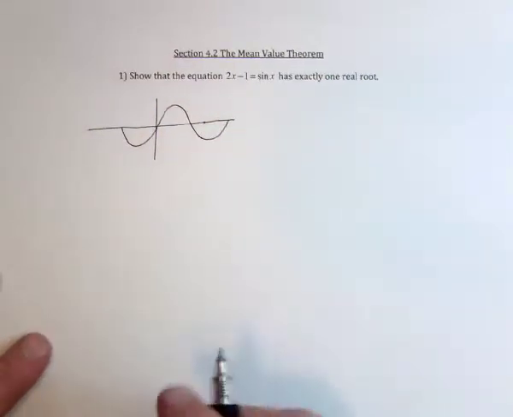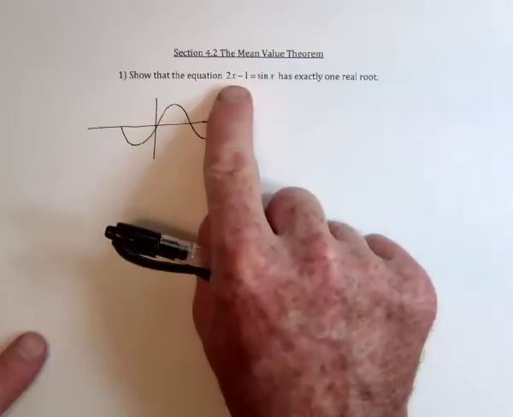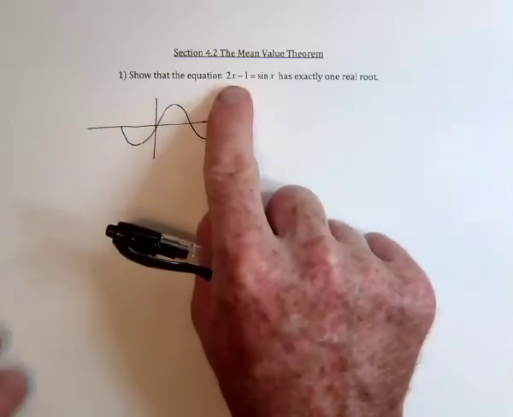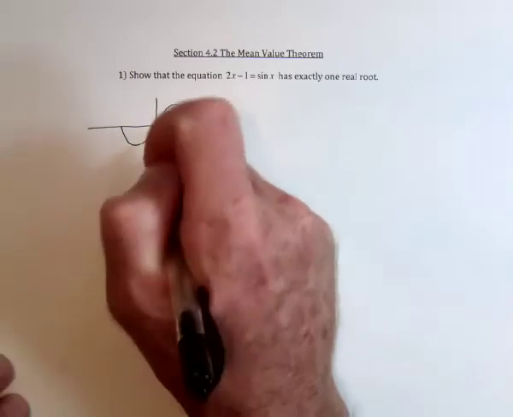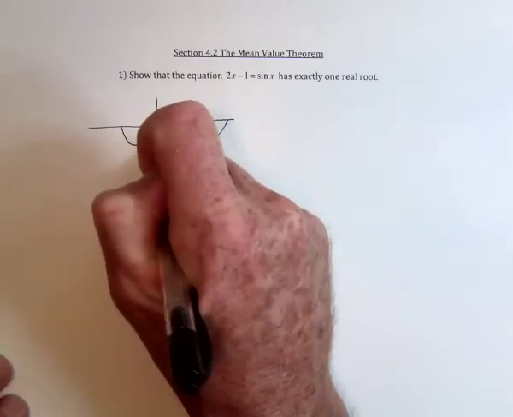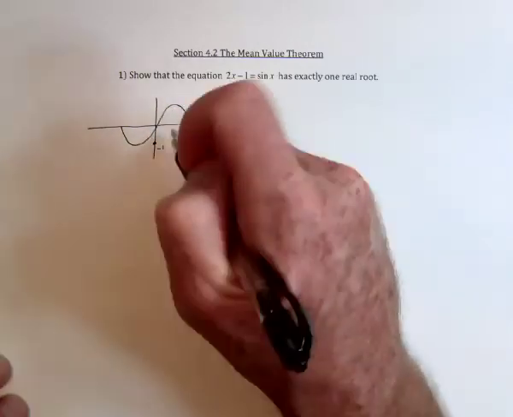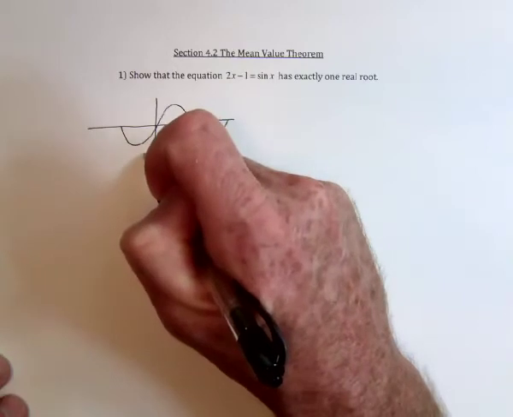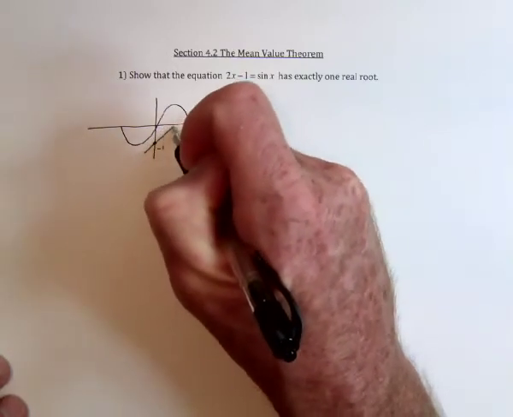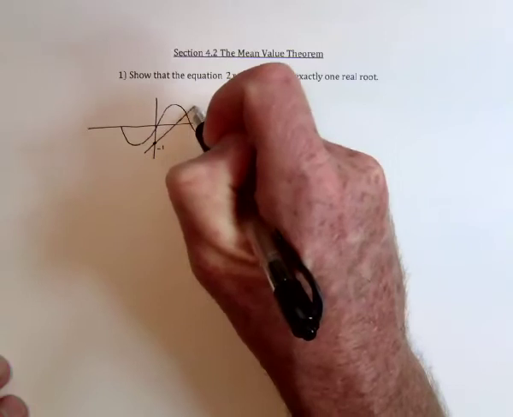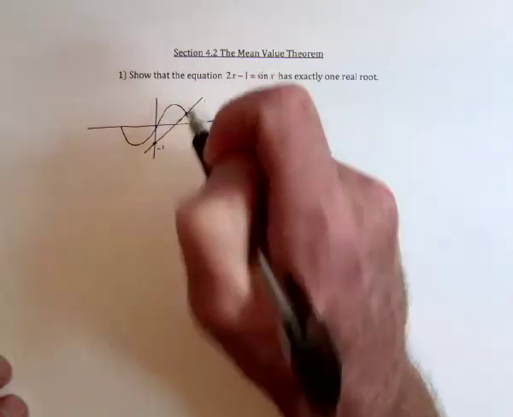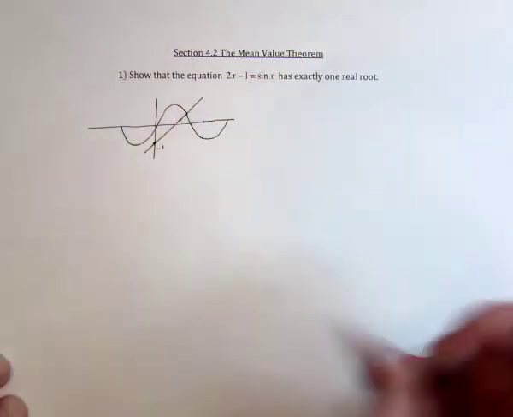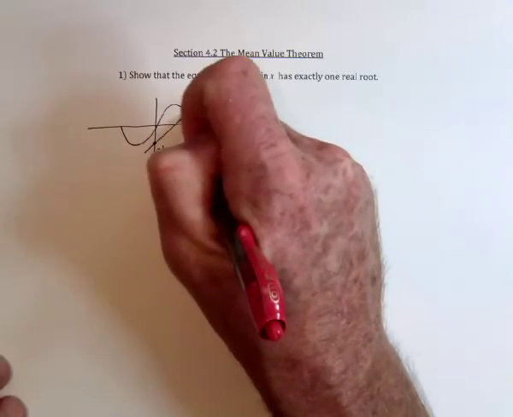So now take a look at this, which is a line. The slope is a +2, and it's crossing the y-axis at -1. So down here is -1, and then make a straight line with a slope of about 2, and there's only going to be one place where it hits the sine graph.